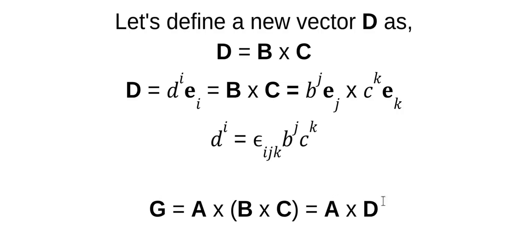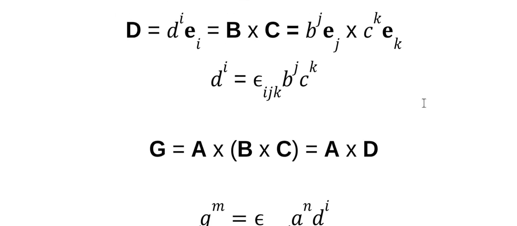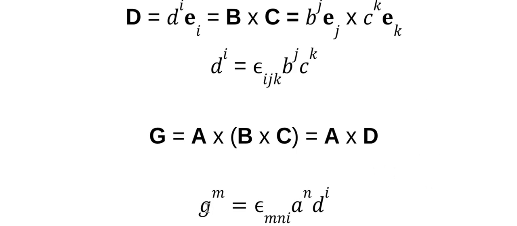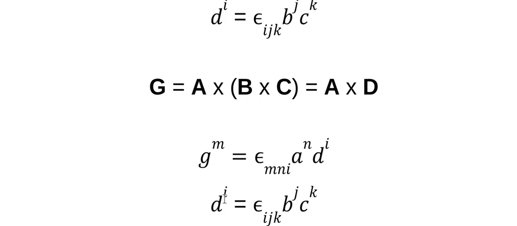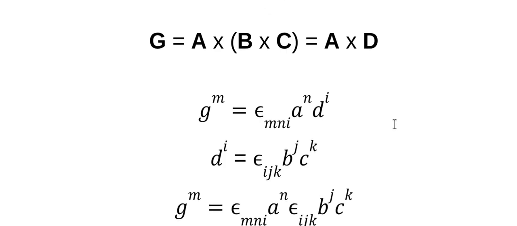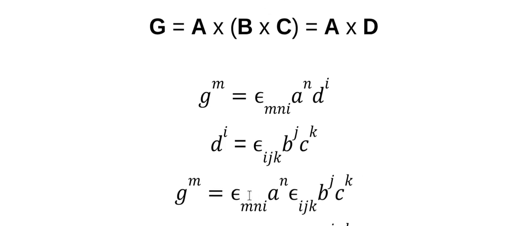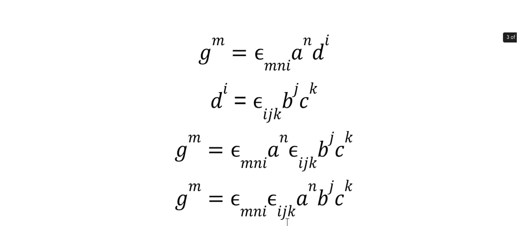So it's A cross D. And so the component of G, GM, would be once again the Levi-Civita times this component, the component of A and the component of D. And since we have an expression for the ith component of D, we could put that right back in here. Okay? And we get this. Now, these are vector components, so we can move them around however we wish. And let's move these to the beginning.